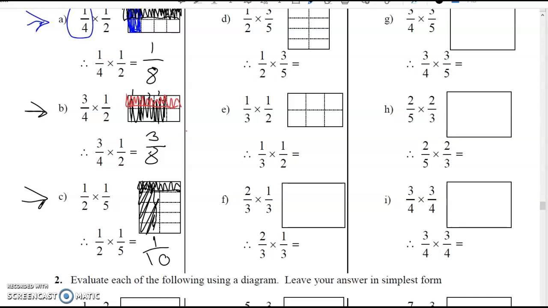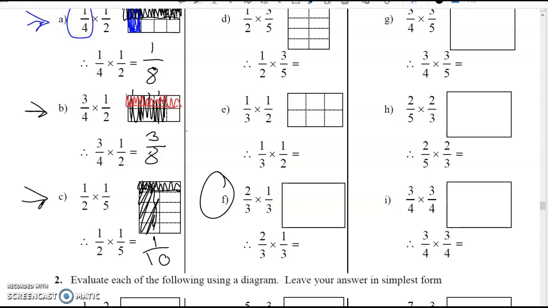Now there's a few more different questions here. I'd like you to have a go at those. I might just do 1 or 2 more, particularly the ones that don't have the diagram drawn for you. So this one here, let's look at F, 2/3 times by 1/3.